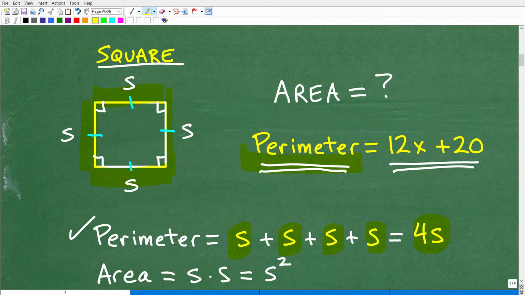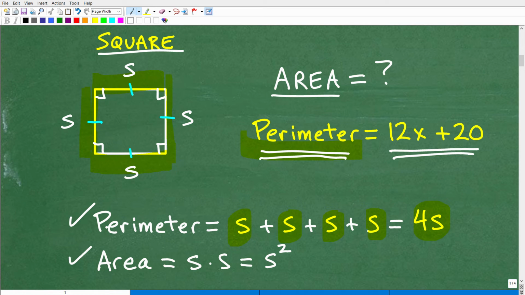Now, the area, we're being asked to find the area of this square, or express the area of this square. We would need to know what the area of a square is. So the area of a square is equal to the side times the side. This is pretty close to the area of a rectangle, where it's length times the width. The length and the width are the same, so it's just s times s. So the area is equal to s times s, or s squared.